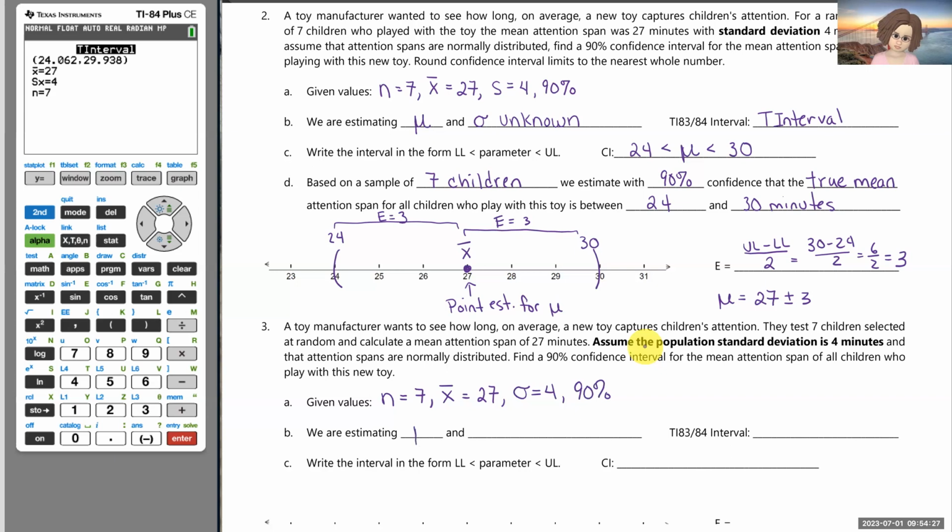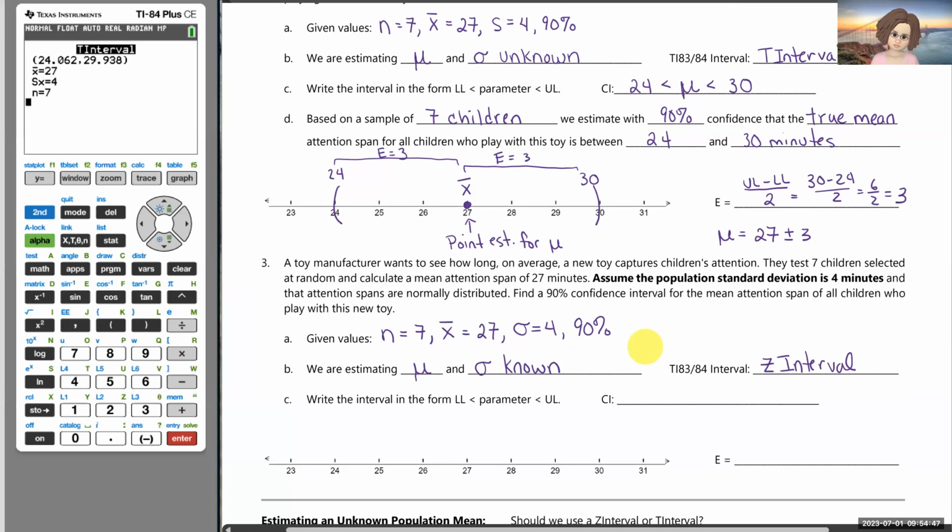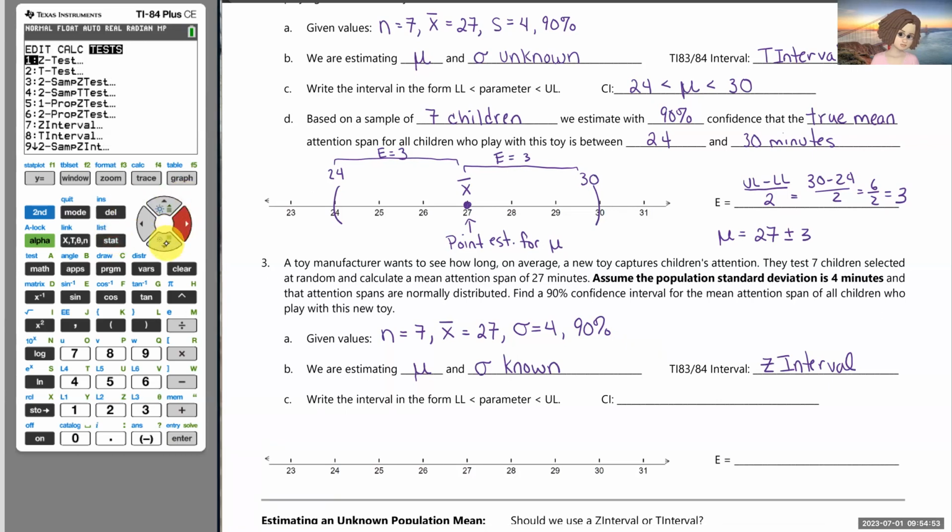So the difference here, we're estimating a mean, and sigma is known to us. So when sigma is known, that's when we are able to use the ZInterval, which is based on the Z or standard normal distribution. All right, and we're going to see then how this affects our confidence interval. So back to stat tests. This time we're going to pick a ZInterval, enter our sigma, x bar, n, and confidence level, and calculate.